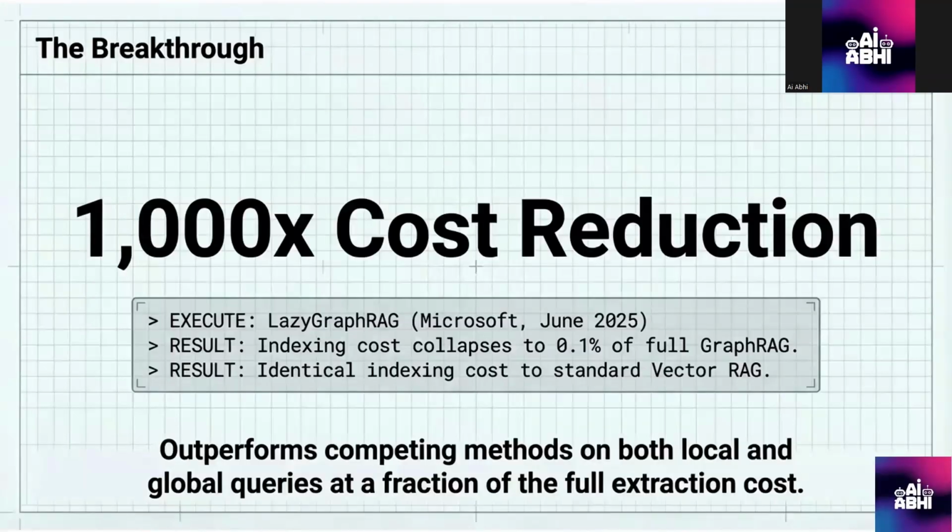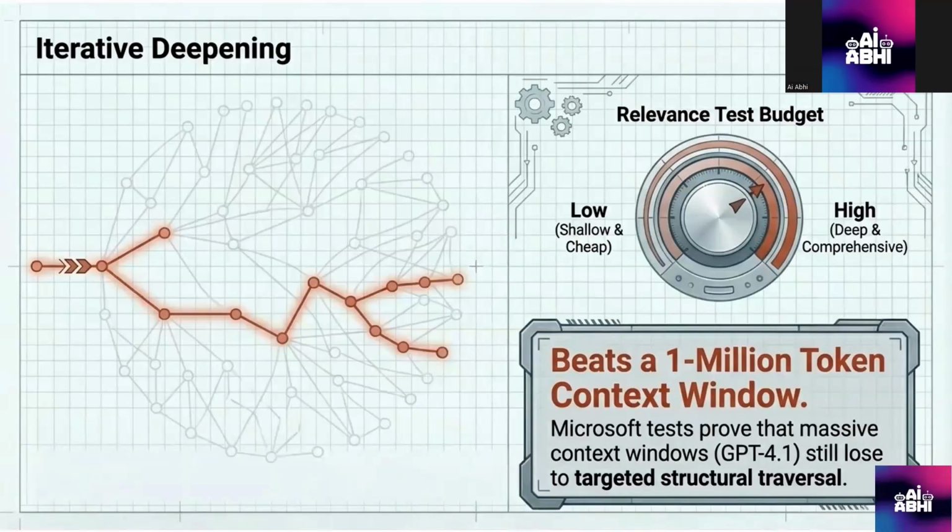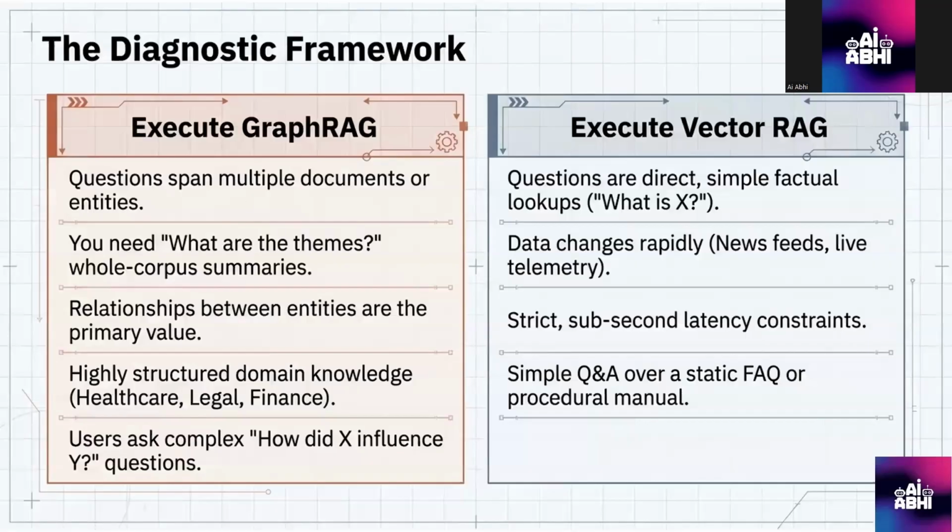So as you can see, it beats the 1 million token context window. Okay. Next comes the decision framework for you. Use it or don't, it's up to you.